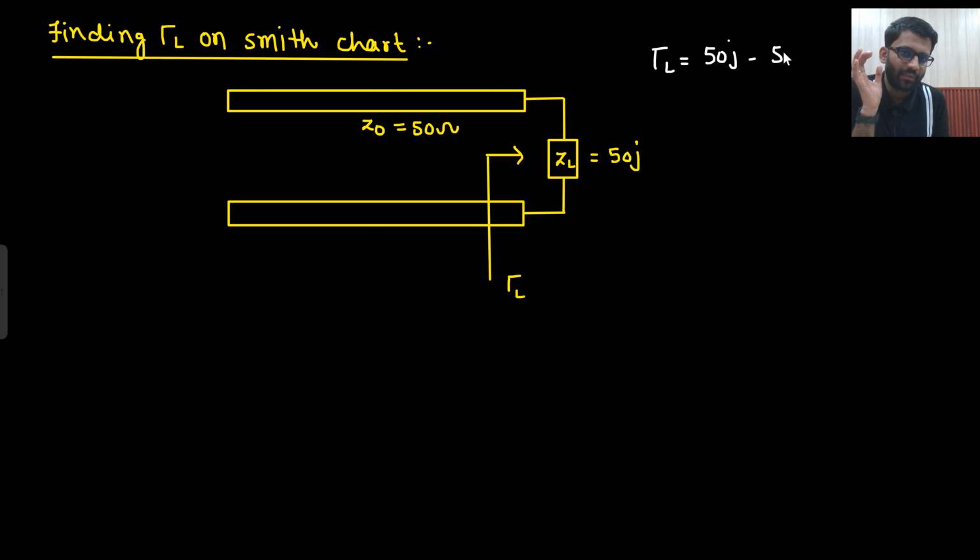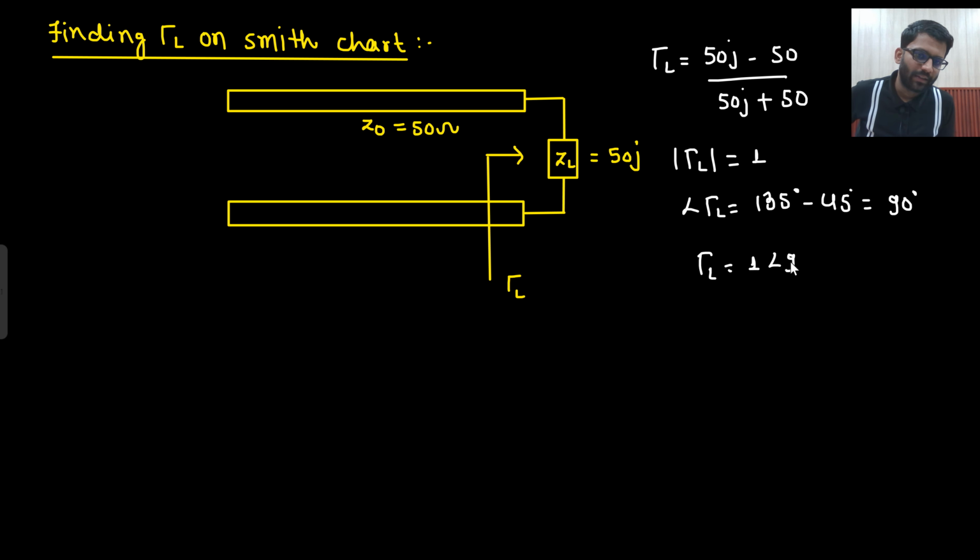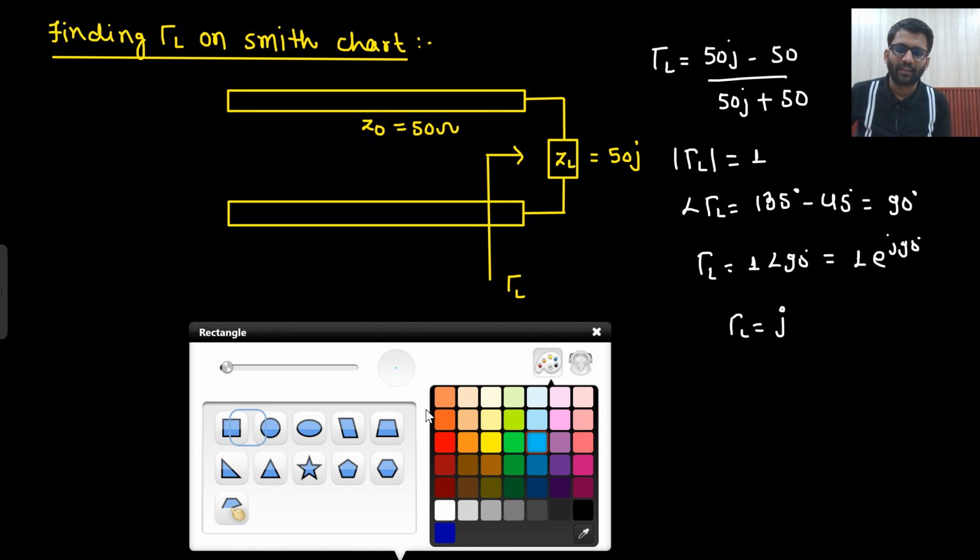So 50J minus 50 upon 50J plus 50. Here I can see that my magnitude will be coming out to be 1 only, and the angle will be coming out to be, J minus 1 will give you a 135 degree angle, and J plus 1 will give you a 45 degree angle. So angle is coming out to be 90 degree. This calculation we have already done actually, right? So gamma L I am getting is 1 and angle is 90 degree, or I can write it as 1 e to the power j 90 degree, or I can write down my gamma L as simply j. So my gamma L is j, but we will find it using our Smith chart.